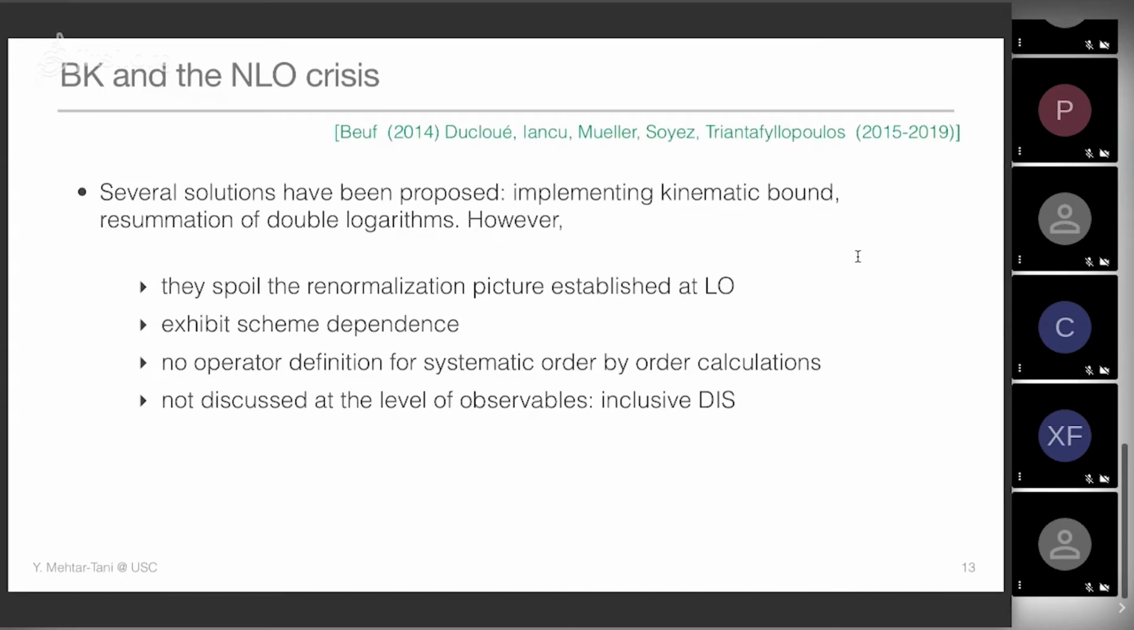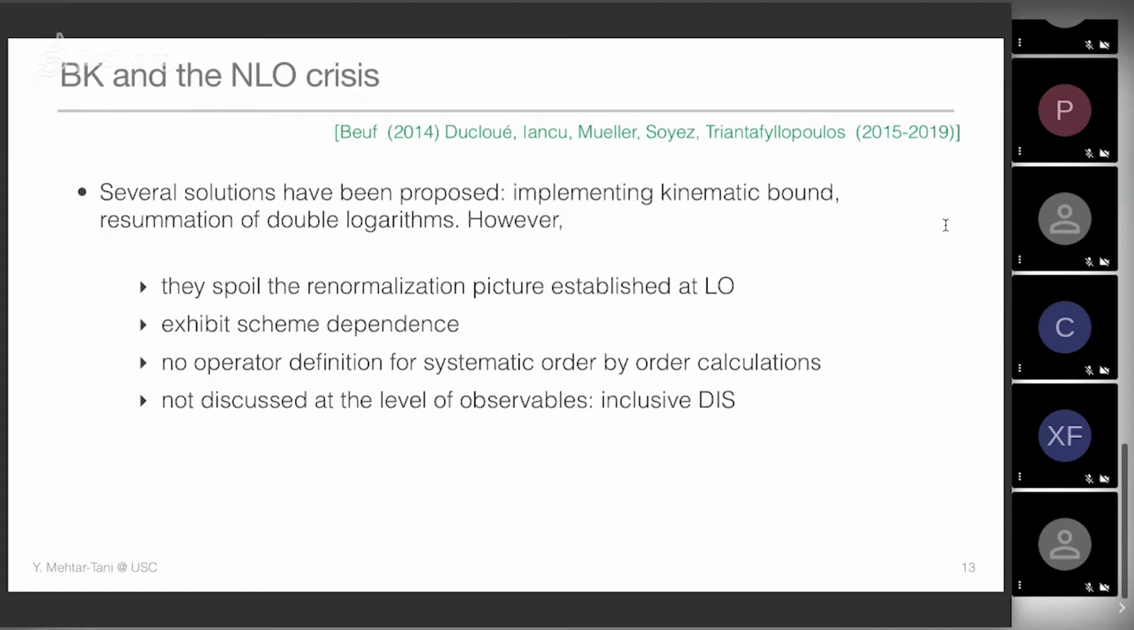Then it exhibits some scheme dependence. The way you resum your logs will lead to some scheme dependence, as observed in this work here by Iancu et al. The other thing is that this solution is based on resummation techniques and Feynman diagrams, so there is no operator definition that may allow us to have a systematic order by order calculation. And the other point is that this was discussed only at the level of the evolution equation for the dipole scattering amplitude, and was not discussed at the level of observables.